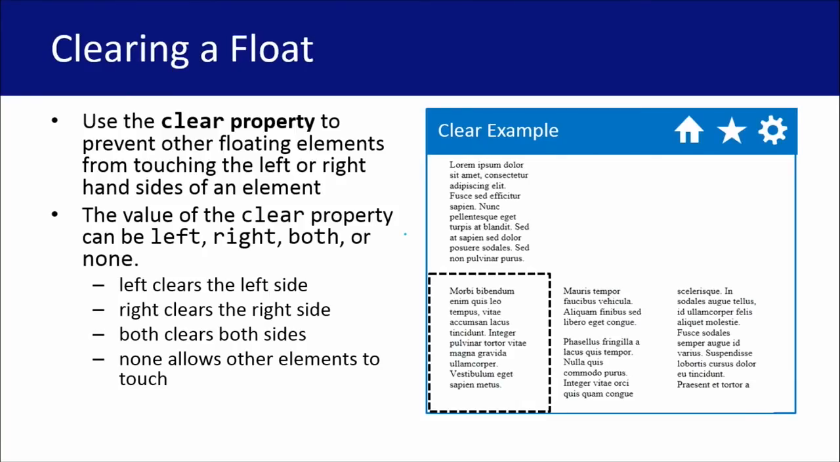So sometimes you're going to float an element to the left or to the right, and you aren't going to want other floating elements to touch the left or the right-hand sides of an element. And in order to make that happen, in order to clear the left or the right, we're going to use the clear property. And we set the value as left, right, both, or none. So left is going to clear the left side, right is going to clear the right side, both clears both sides. Pretty self-explanatory, okay? Here in this example, we've cleared the left side for the element that's surrounded by the broken border, okay?